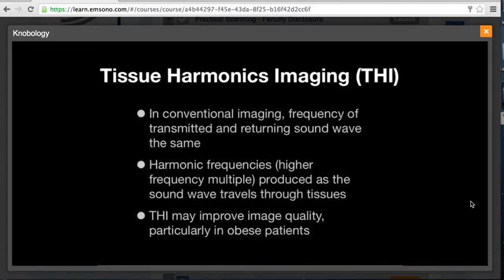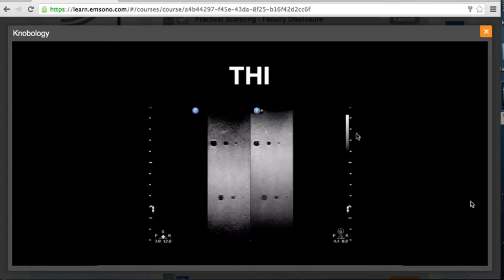Let's look at tissue harmonics now. In conventional imaging, frequency of transmitted and returning sound waves are the same. However, harmonic frequencies are produced as a sound wave travels through the tissues, and these are higher frequency multiples. Therefore, the use of tissue harmonics, if you have it on your machine, may improve image quality, particularly in obese patients.